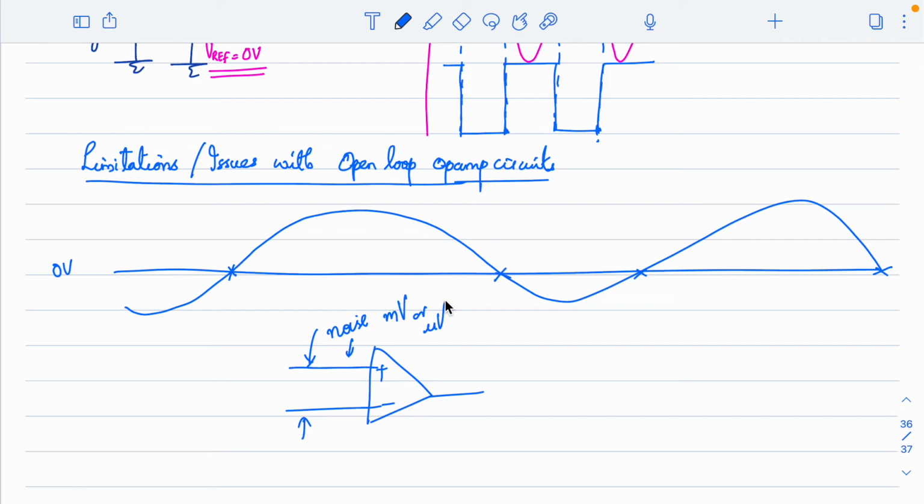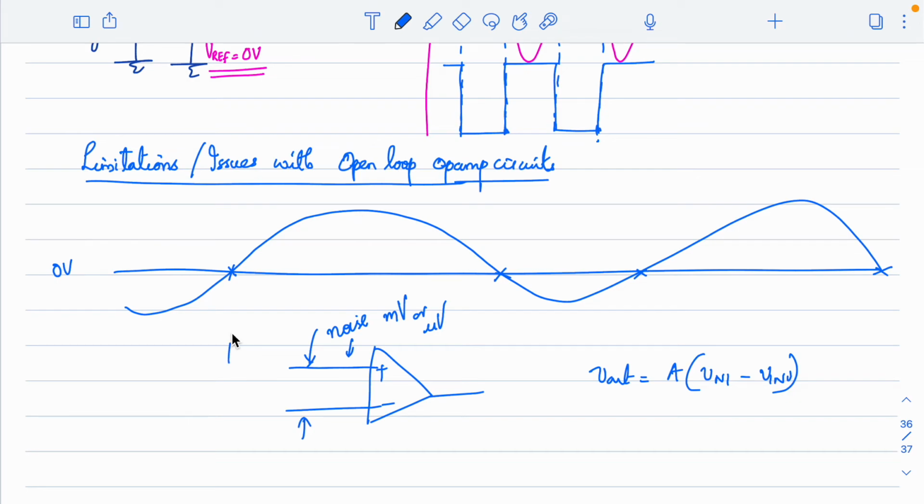Now, when such a small input voltage comes at the input of an Opamp which is open loop, the Opamp will definitely respond, right? Because we know that the output of the Opamp will be A times the non-inverting voltage minus the inverting voltage. Say the inverting voltage is kept at 0, and the other signal is very slowly varying, so it is not making a change because of the slow variation.